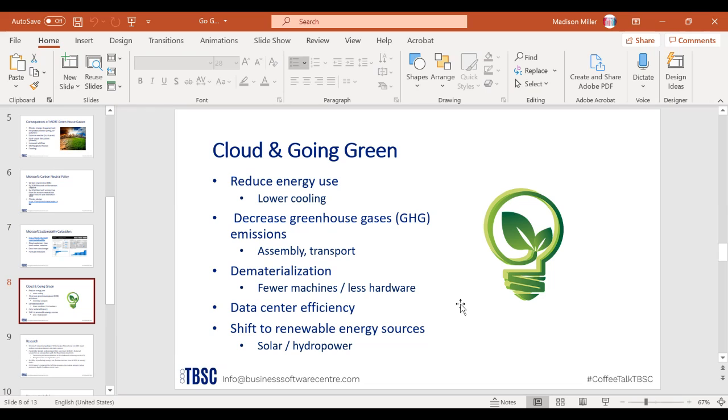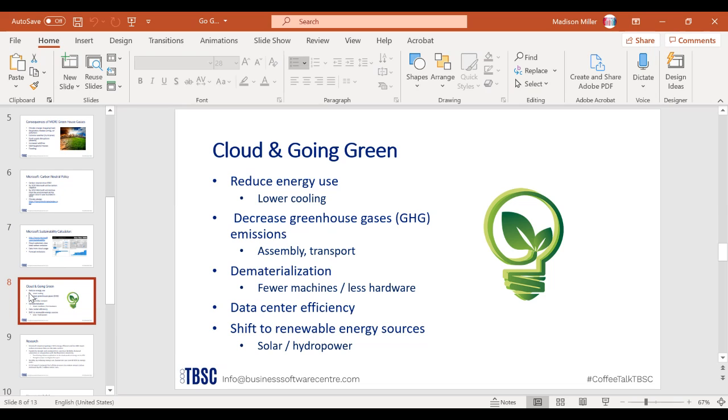Dematerialization, which I mentioned earlier, just a bit with the example of taking data centers out of your location and just using Microsoft's, for instance. But you can also have fewer machines and have less hardware. And then, of course, there is an increase of data center efficiency. And then there is a shift to renewable energy resources. So, for instance, they could use solar power or hydropower.